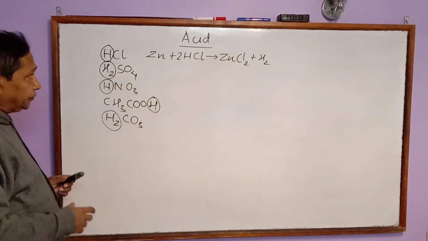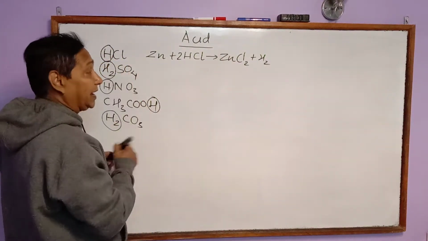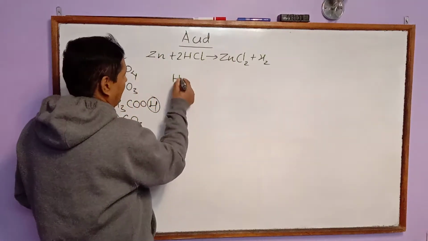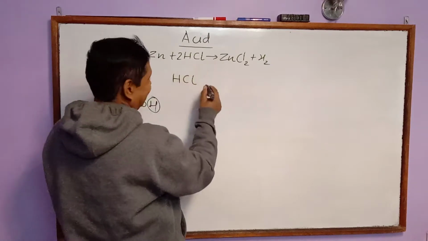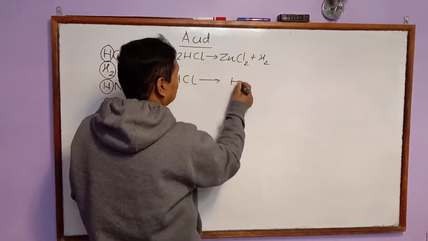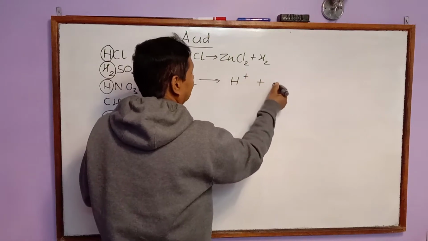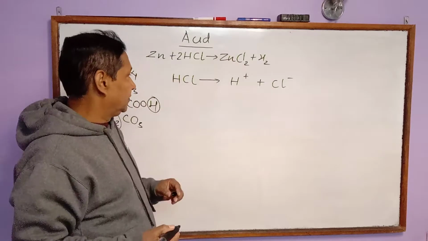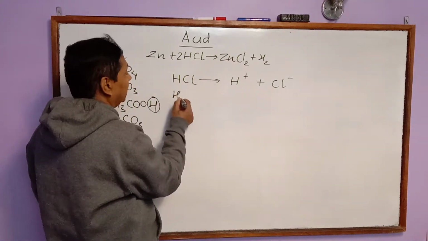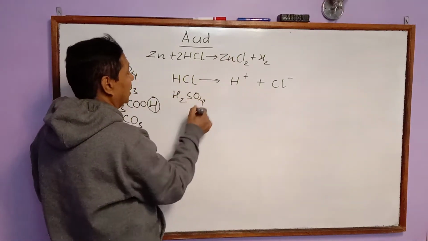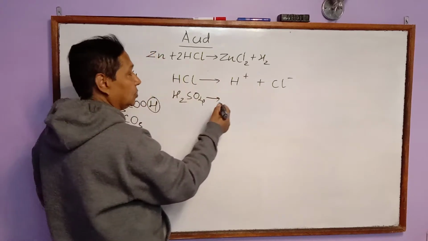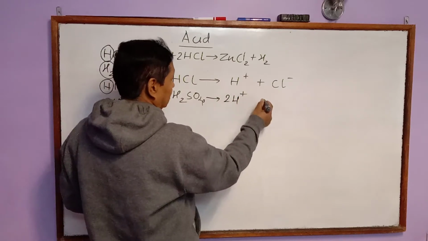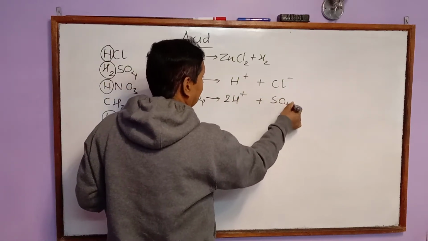Now the next thing: when acid is placed in water, what is seen? For example, hydrochloric acid, when dissolved in water, dissociates into hydrogen ion and chloride ion. Not chlorine ion, chloride ion. In the same way, if sulfuric acid is placed in water, it dissociates into hydrogen ions. Here we have two atoms, that's why hydrogen ion and sulfate ion.